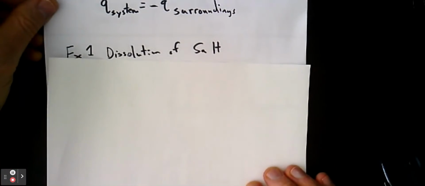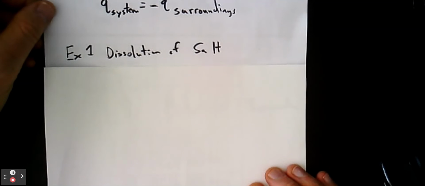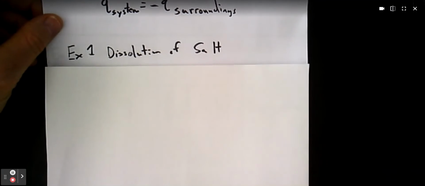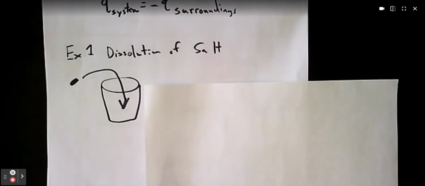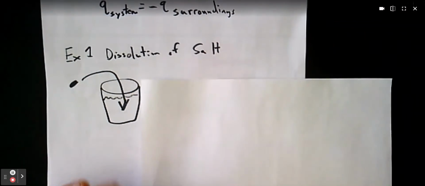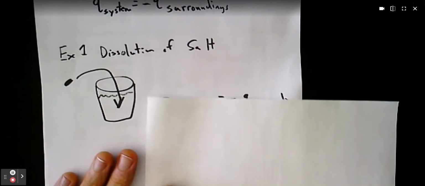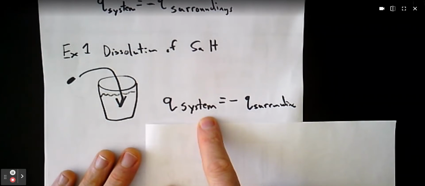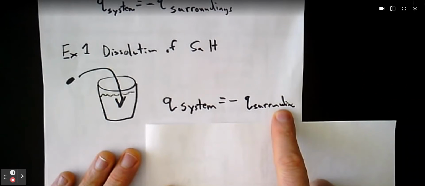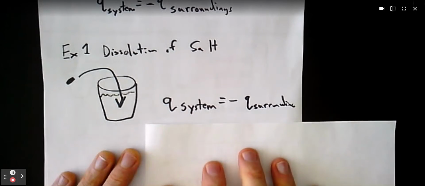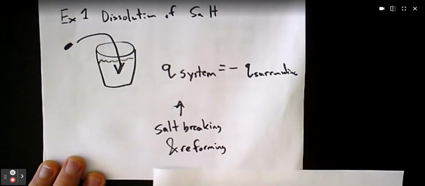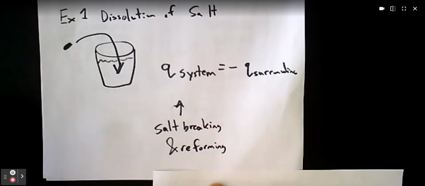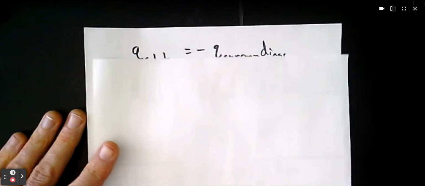The first we're going to go over is the dissolution of a salt, or the dissolving of a salt. You take a salt and put it in some water or solvent. The heat that the salt, or the system, gives off or takes in is going to be the negative of the heat that the water absorbs or provides. This does not necessarily mean exothermic or endothermic. This system is the energy related to the salt breaking down and then reforming in the solvent.